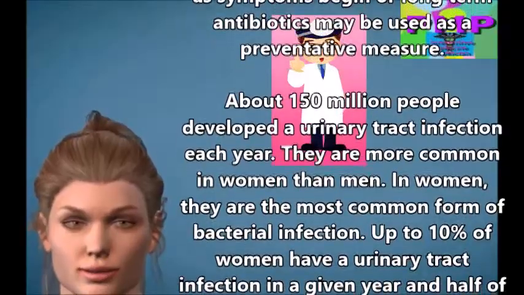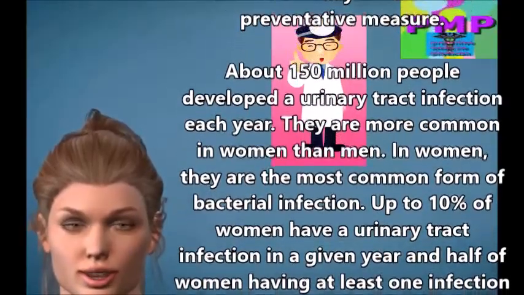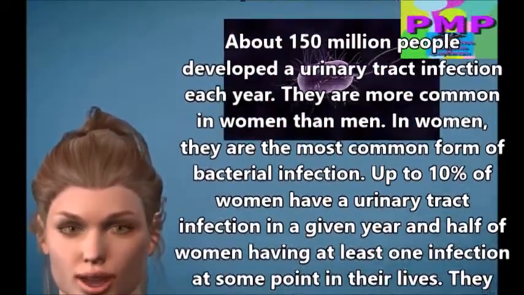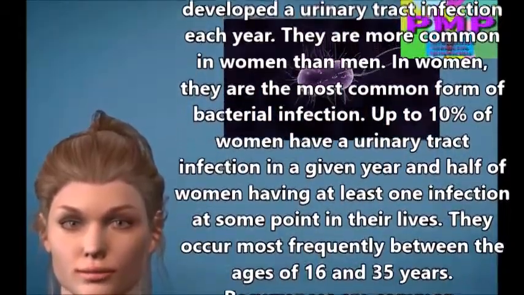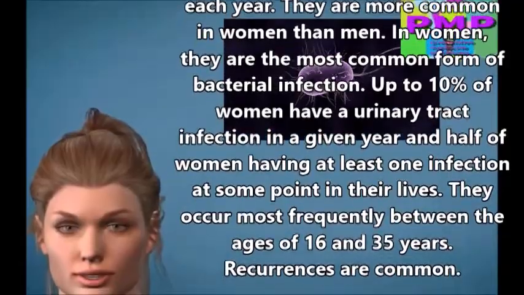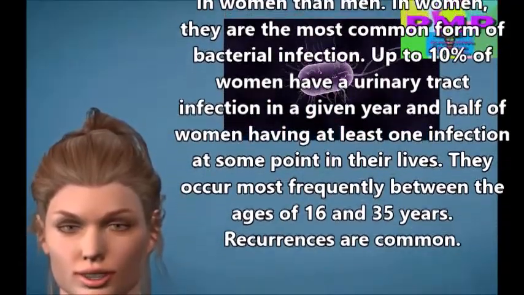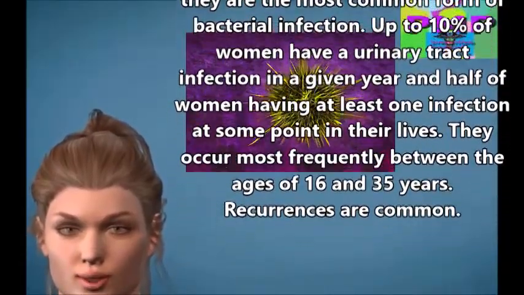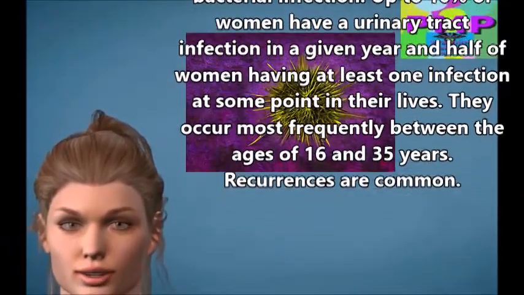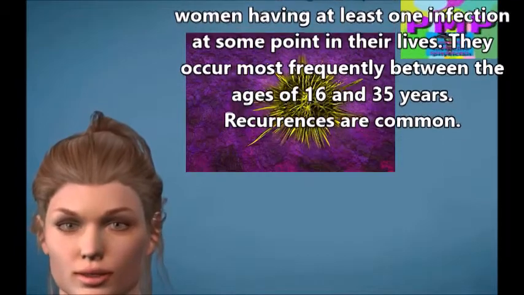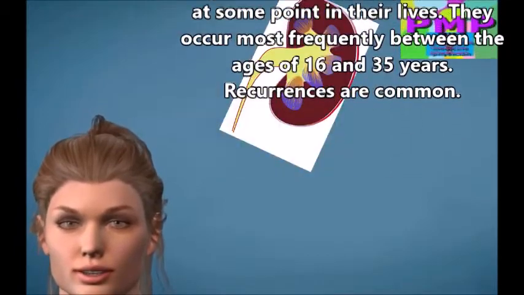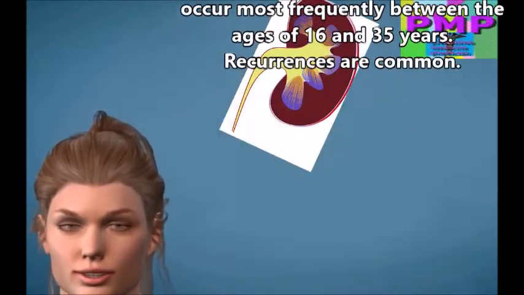About 150 million people develop a urinary tract infection each year. They are more common in women than men. In women, they are the most common form of bacterial infection. Up to 10% of women have a urinary tract infection in a given year, and half of women have at least one infection at some point in their lives. They occur most frequently between the ages of 16 and 35 years. Recurrences are common.